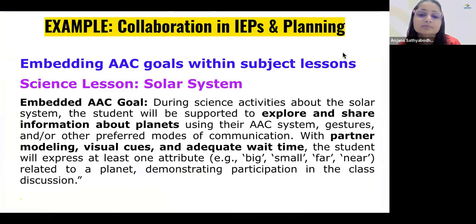So now moving on to the collaboration in terms of IEPs and planning the lessons. So here is an example of embedding AAC goals within subject lessons. For example, if the science lesson is about the solar system, the embedded AAC goal would be: during science activities about the solar system, the student will be supported to explore and share information about planets using their AAC system, gestures, and other preferred modes of communication. With partner modeling, visual cues, and adequate wait time, the student will express at least one attribute, such as big, small, far, near, related to a planet, demonstrating participation in the class discussion.